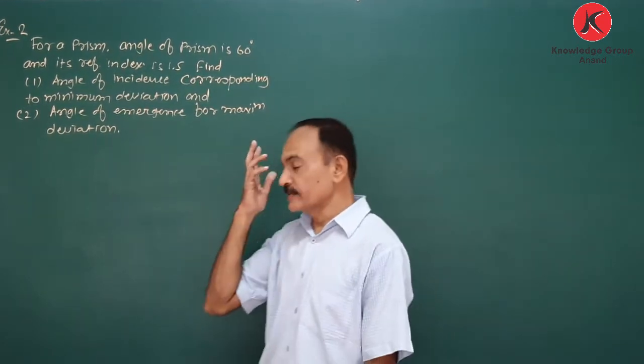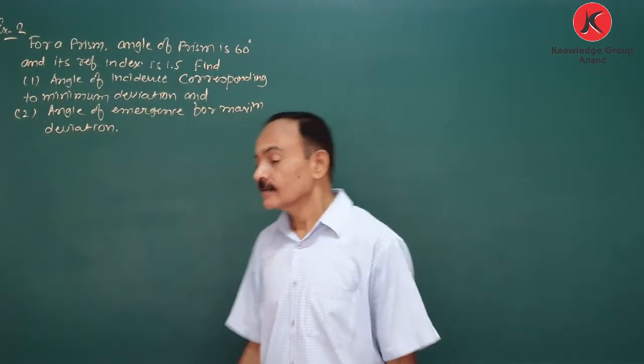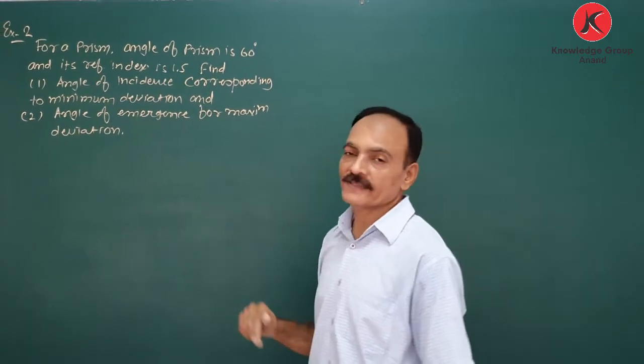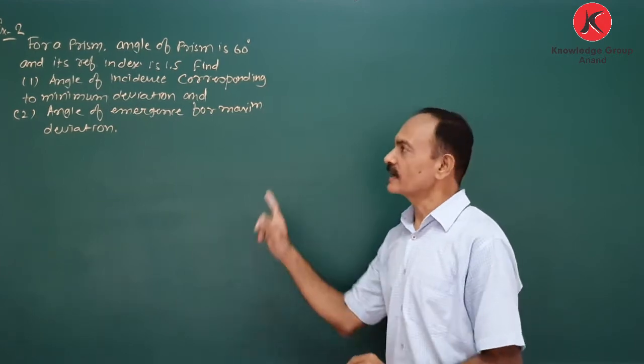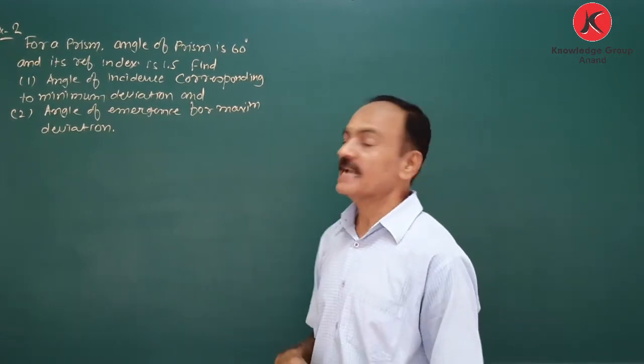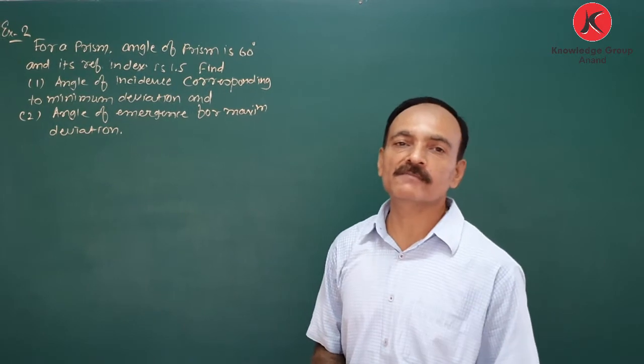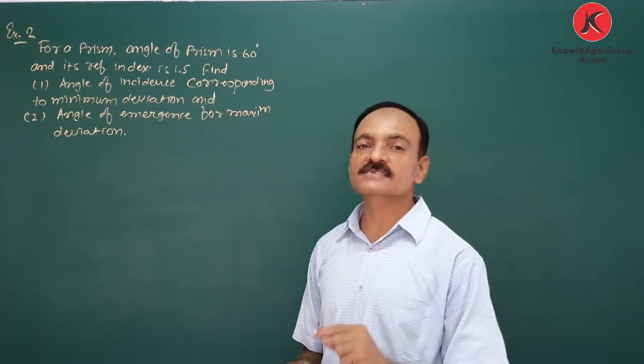Okay, now the next numerical. Here, for a prism, we have to find out the angle of incidence and angle of emergence in two conditions. One is the minimum deviation condition, and second is for maximum deviation. Already we discussed that.